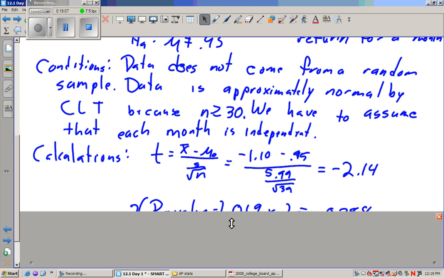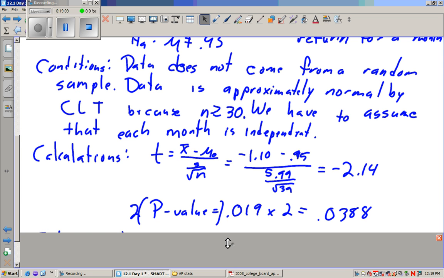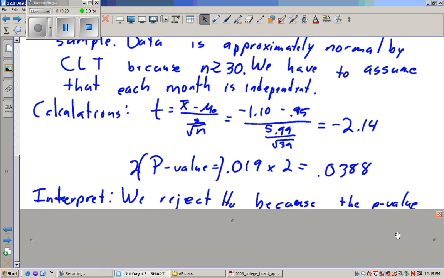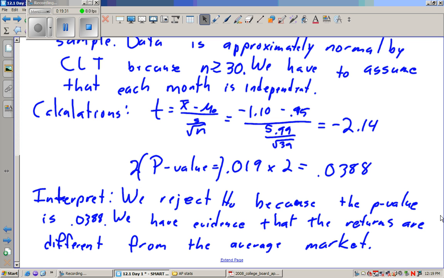Now the calculations: I have a t test statistic of negative 2.14. So since this is not equal to, we have to multiply our p-value by 2. And I got 0.0388. Now to interpret this, we reject the null because the p-value is 0.0388. We have evidence that the returns are different from the average of the market.